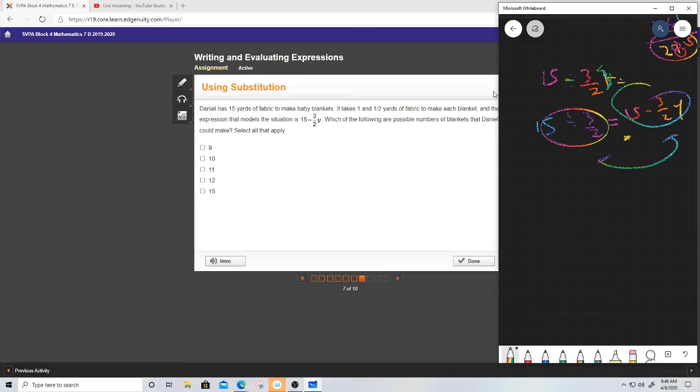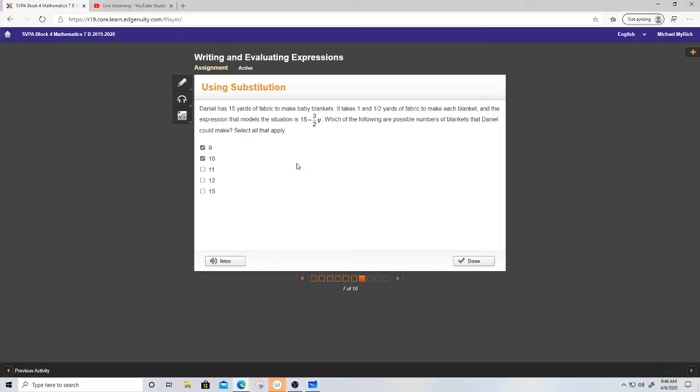Okay. So, shoot. What would their way be? How about this? I'm gonna go 15 divided by 3 halves, and we keep change flip. What's 15 divided by 3? 5 times 2. So 15 divided by 3 is 5, and so we change those two to just 1, 5, and then we keep the 2. 5 times 2 is 10. So he can make 10, and 9. He can't make that.